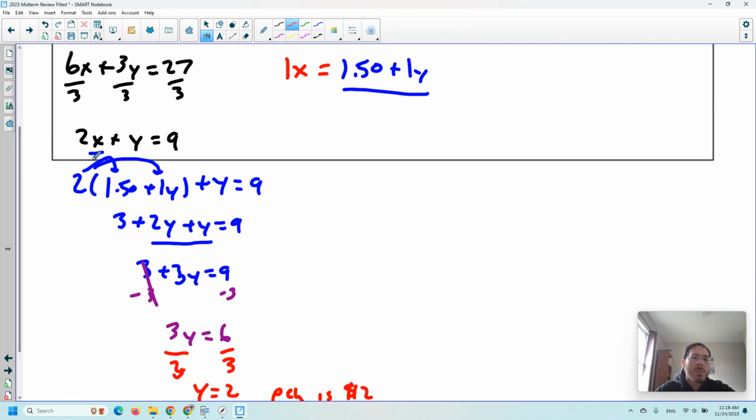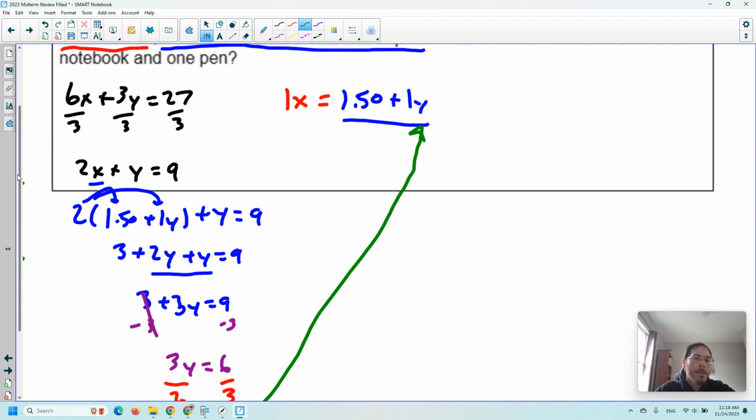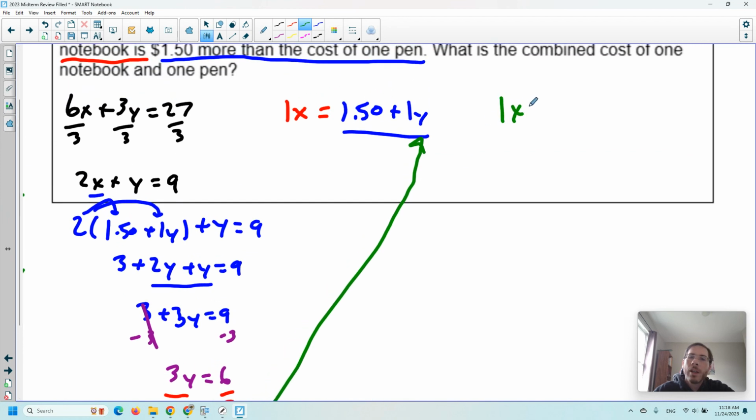So what I'm going to do is take my y equals 2. Plug it all the way back up here. And say 1x equals 1.50 plus 2. So x equals 3.50. So a notebook is $3.50. All right, final part though.